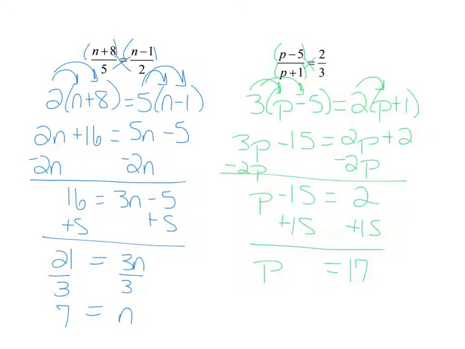One thing I want to show, the way you could check this, this one here where p is 17. If I wanted to check it, I would say 17 minus 5, right here. P is 17, so 17 minus 5 is 12. 17 plus 1, if I plugged it in the denominator, is 18, and 12 over 18 does in fact equal 2/3. 6 goes into both of those, and that would simplify to 2/3.